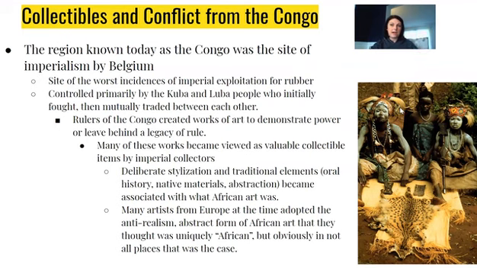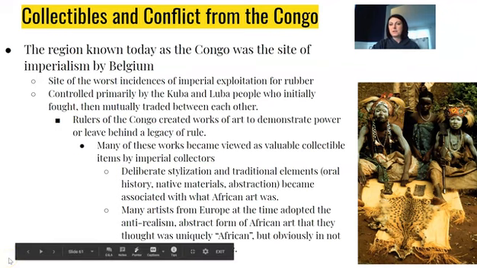All right, so we're going to stop there. We've been on West Africa. Now we're going to move into the Congo, where the heart of Africa is, where some of the worst abuses of African people during the age of imperialism took place.